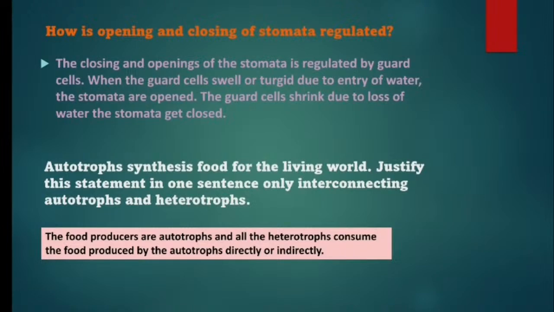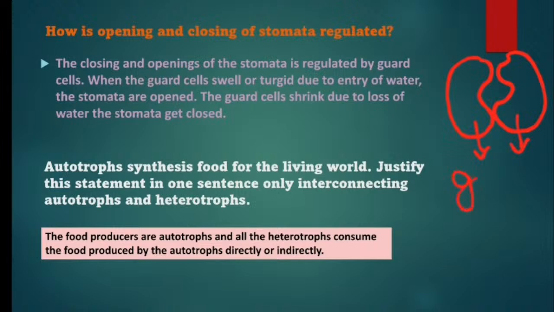You have studied the structure of the stomata, that stomata are small tiny pores present on the surface of the leaf. There are two guard cells, kidney-shaped cells, called the guard cells, and there is a small pore called the stomatal opening or the stomatal pore. Now, the closing and opening of this stomatal pore is regulated by these two guard cells.